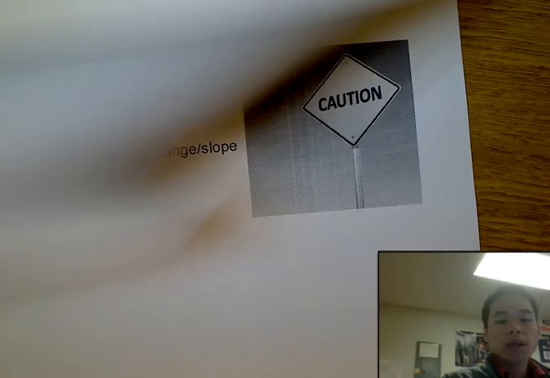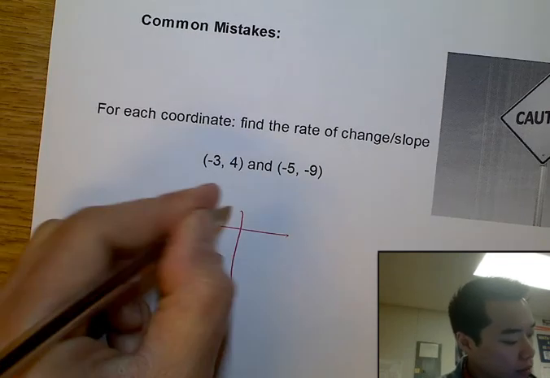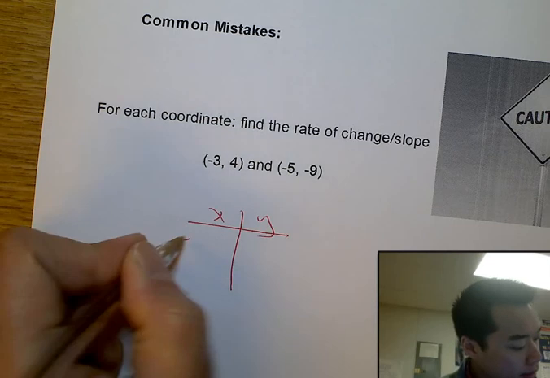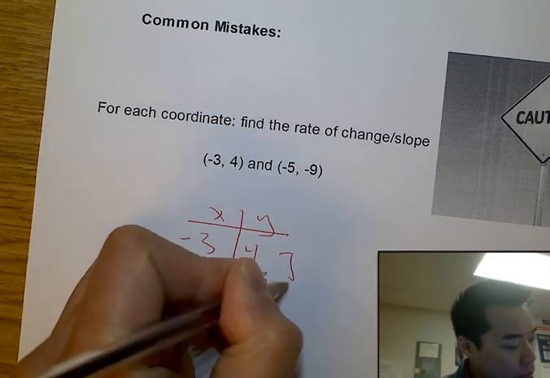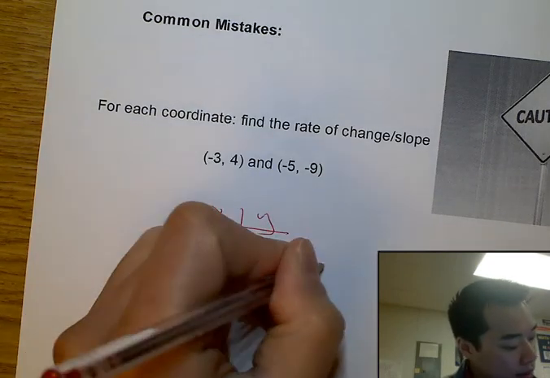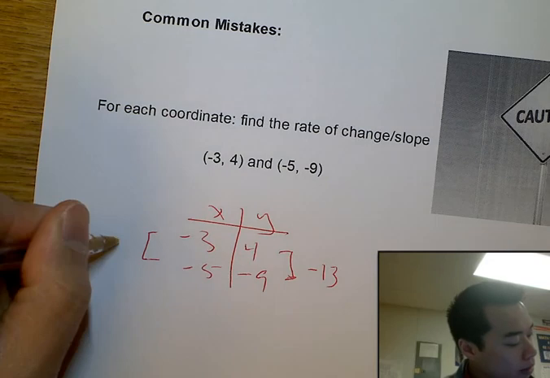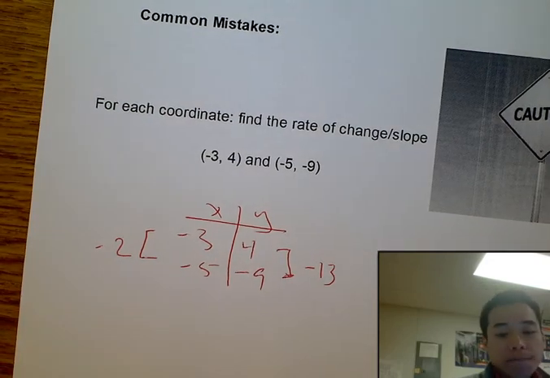Okay, last bit, a little common mistake. You already know it. Most students will do it perfectly here. Go negative 3, 4, negative 5, negative 9. Find the change in both. Negative 4 to negative 9 is negative 13, and then negative 3 to negative 2 is negative 2. So here we go, a common mistake.